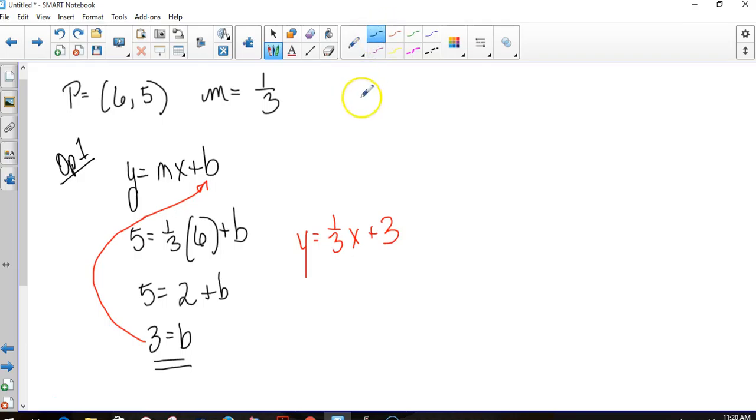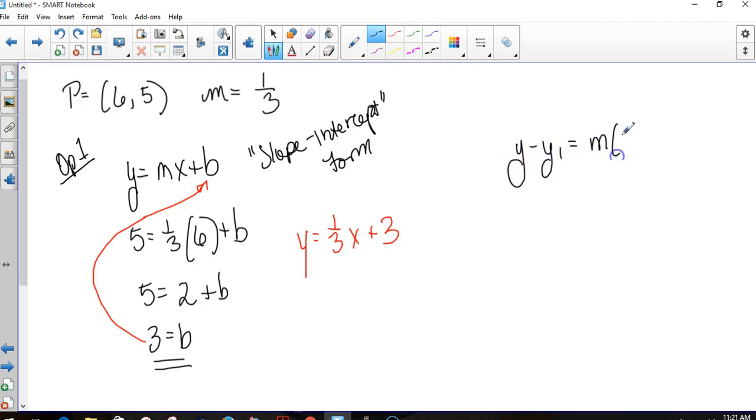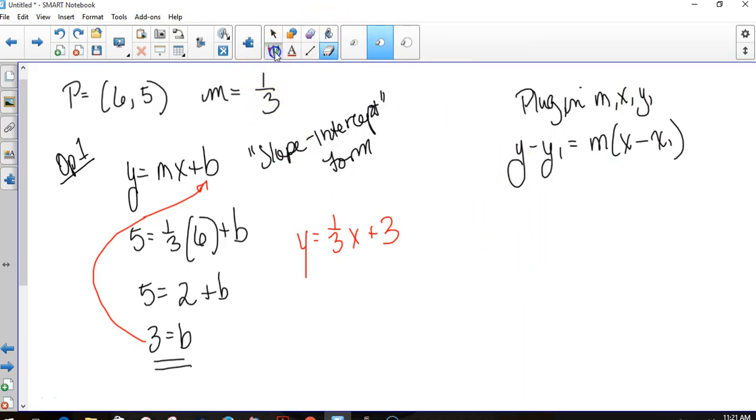Another option is something called point slope. This is slope intercept form. We're not creative in math. Here's your slope, here's your intercept, so we call it slope intercept form. The other one is point slope, because you need a point and you need a slope. And what you would do here is you would plug in your values for m, x1, and y1, and then when you are done cleaning up the expression, you'll be left with the line.